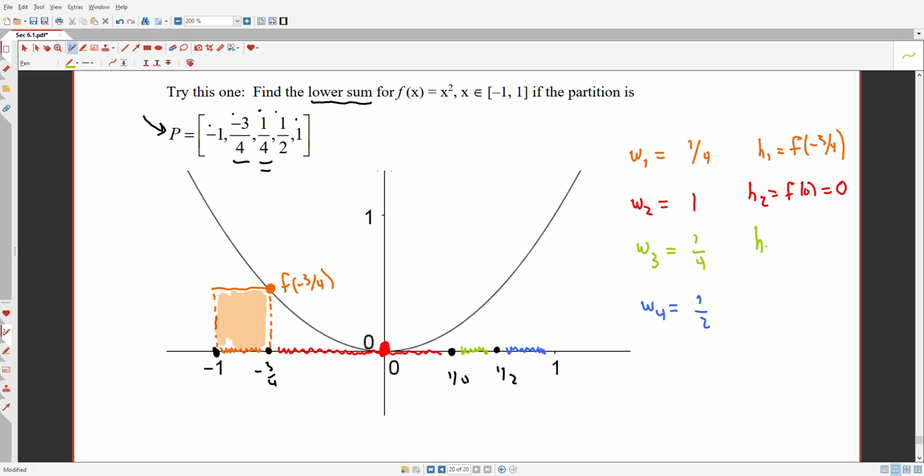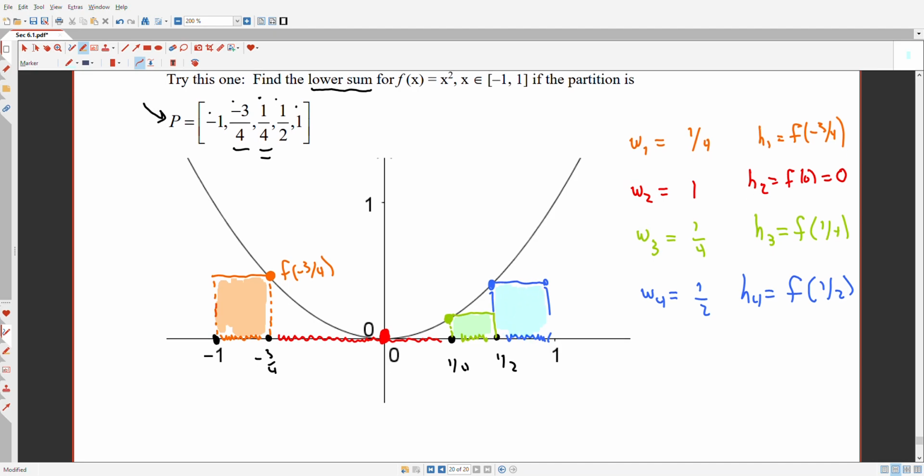For my green interval, I use a slightly different green. My third height, again, I'm trying to make these as small as possible because these are lower sums. My third height is going to occur right here at x equals 1/4, and I'm going to get this green rectangle. So my third height is going to be the f value at 1/4. And then finally, my blue fourth height, you can check, the lowest y value is going to happen when I plug in 1/2 on that blue interval. That's going to be here. So here are my 4 rectangles that I am going to use according to the instructions for this problem.